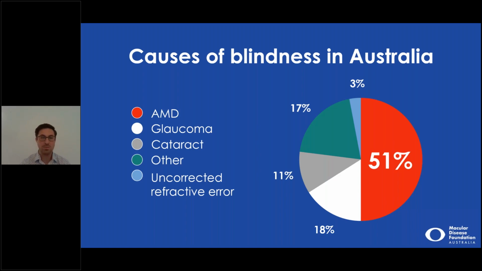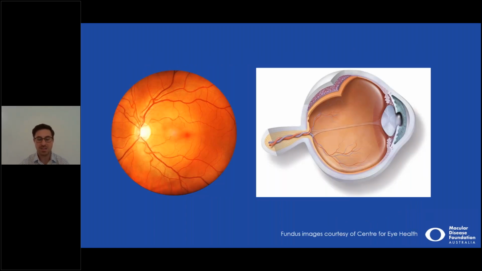But before we talk too much about what AMD is, I'd like to start by explaining how the visual system actually works and some of the main structures of the eye. So at the moment, you're seeing a cross-section of the eye, and the best way I can describe the function of an eye is that it's a lot like a traditional film camera. And just like a camera, it relies on letting light into the eye in order to actually create a signal.